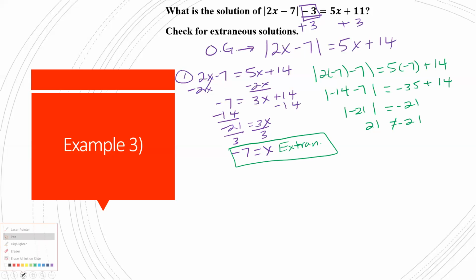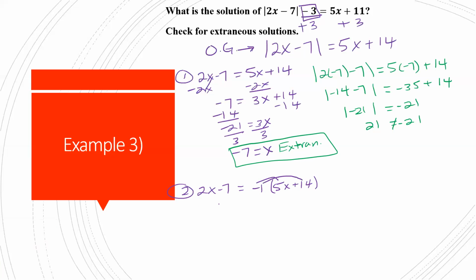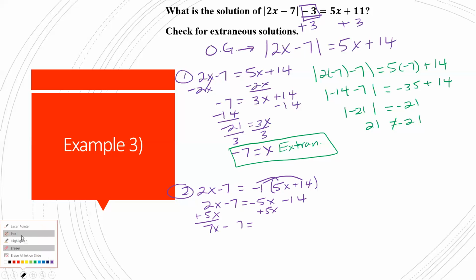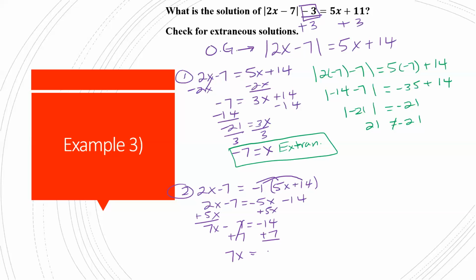All right, so we're going to do the second one. So our second, we have 2x minus 7 equals negative 1 times 5x plus 14. Make sure I distribute that negative 1, and I get 2x minus 7 equals negative 5x minus 14. I'm going to add 5x. That gives 7x minus 7 equals negative 14. I'm going to add 7. Now I get 7x equals negative 7, divided by 7, I get x equals negative 1.